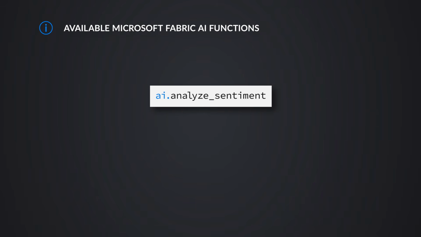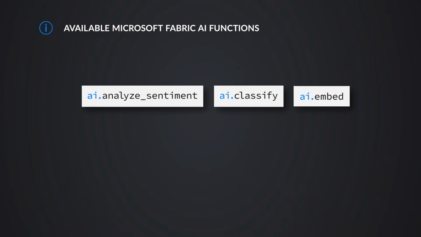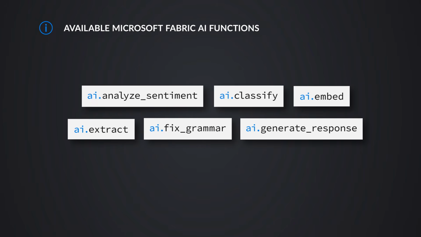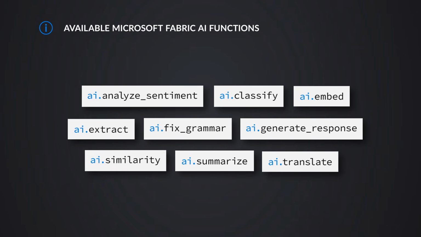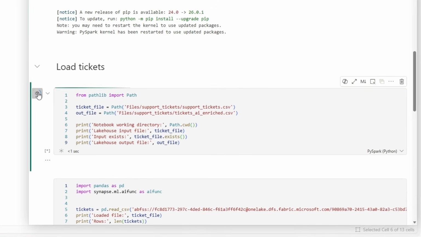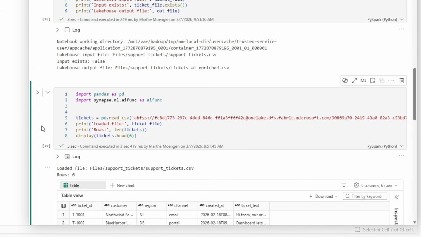So with AI functions, we have these single lines of code where we can, for instance, do sentiment analysis, classify and categorize input text. We can do embeddings, extracts, we can fix grammar. We can also generate a response. We can check similarity, we can summarize, and we can also translate. Awesome. Okay, back to the notebook. So now we have installed OpenAI, and now let's load the tickets file. So we have that ready.